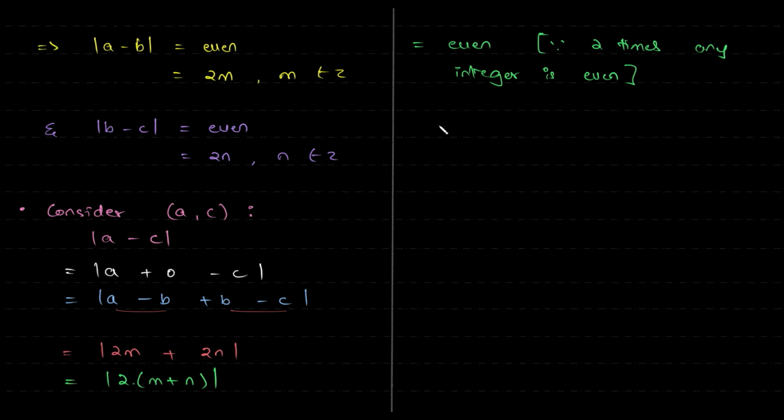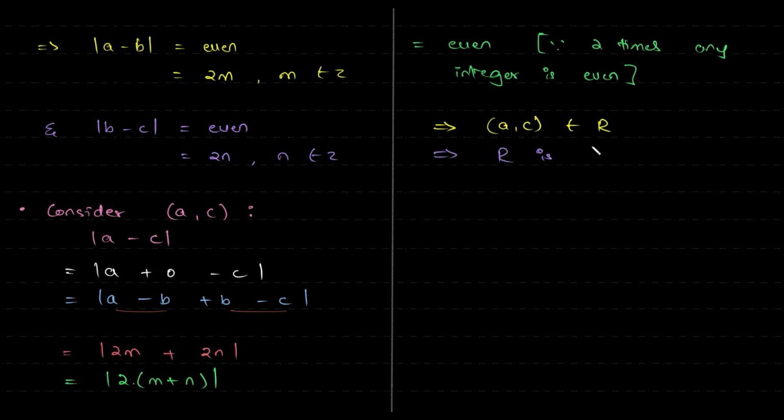So from this, what can I conclude? From this, I can conclude that a minus c belongs to R. As simple as that. Next, we have (a, c) belongs to R. Then what do we have? Finally, I need to conclude that also.